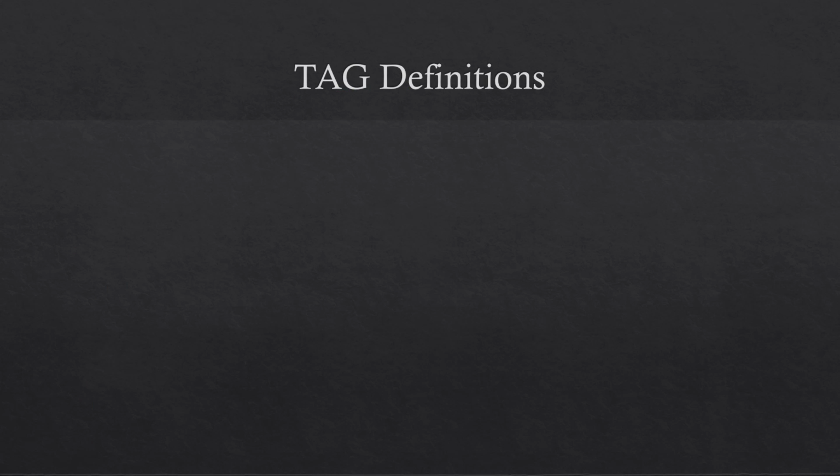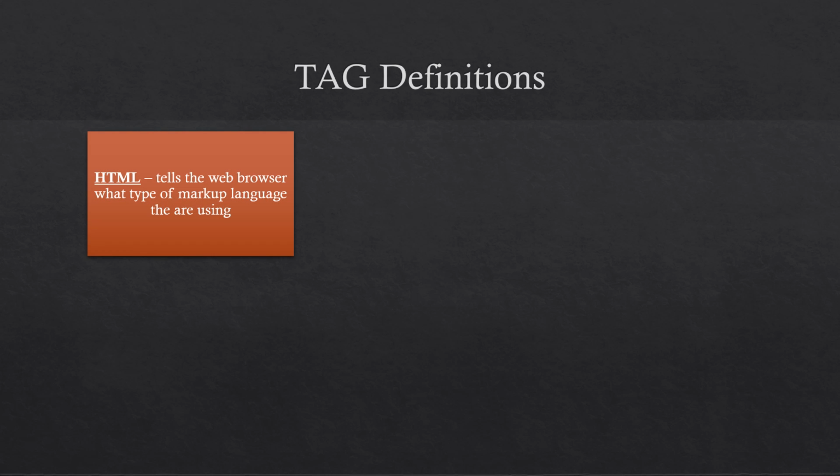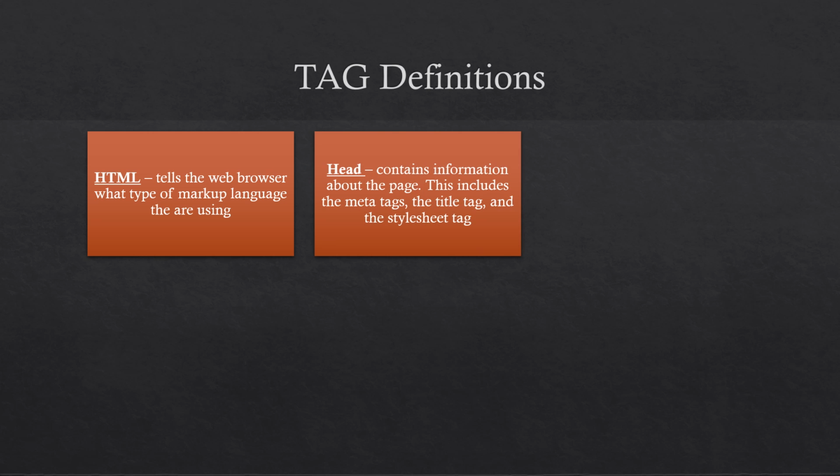Here are the definitions of the tags we just discussed. The HTML tag tells the web browser what type of markup language that you are using. The head tag contains information about the page. This includes the meta tags, the title tag, and the style sheet link tag.